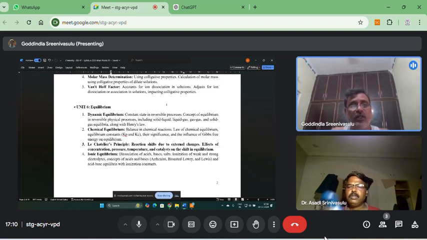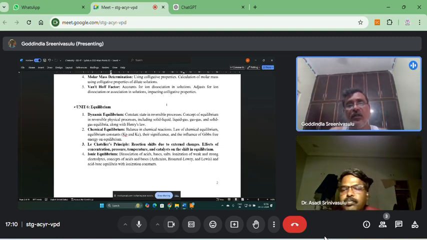And similar to that, chemical equilibrium. It's a balanced chemical reaction. According to the law of chemical equilibrium, there is the constant Kp based on the pressure, Kc based on the concentration, and their significance, and the influence of the Gibbs free energy on this equilibrium. These are the topics that are dealt with.